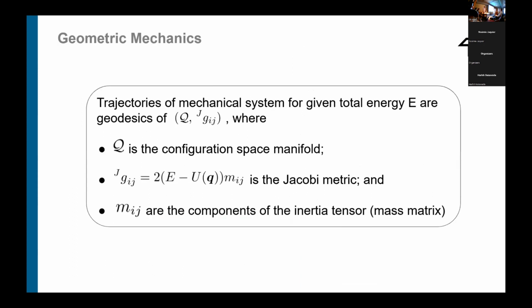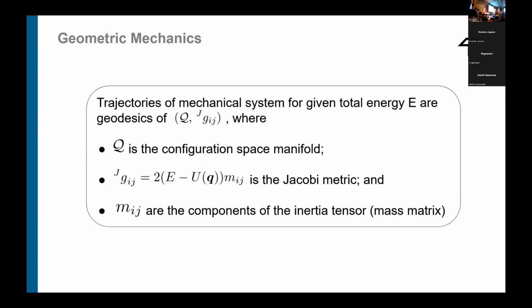I think this is the most important statement of my talk. We can find trajectories of mechanical systems by just looking at geodesics of the Riemannian manifold. And the Riemannian manifold is the configuration space endowed with the Jacobi metric. If you find geodesics in the space, these will be trajectories of the mechanical system.